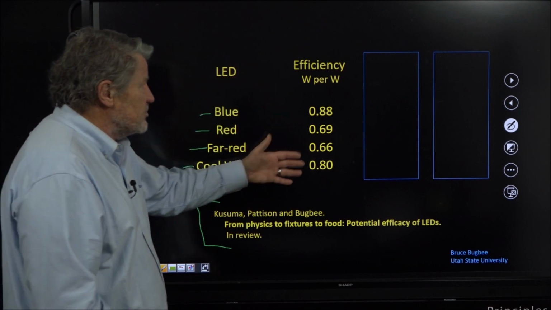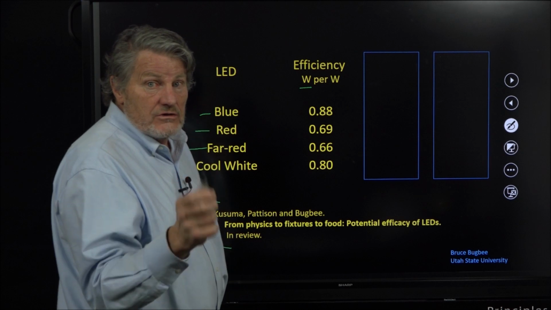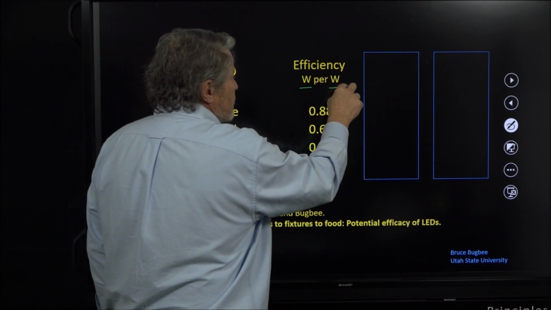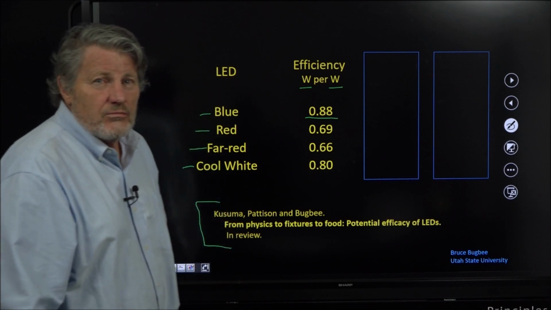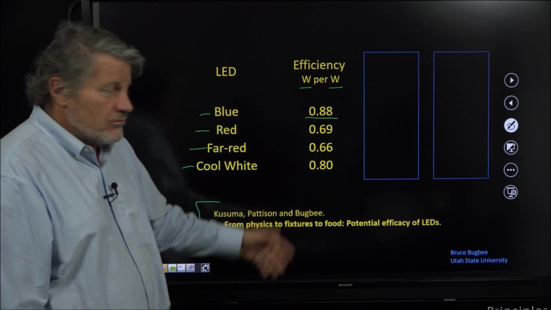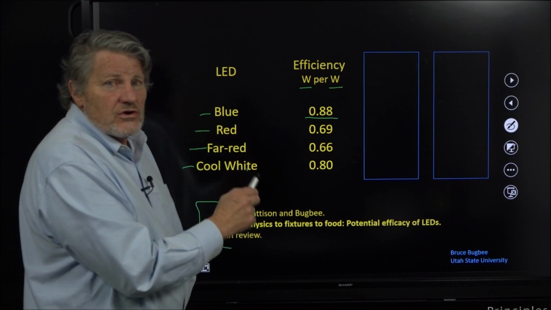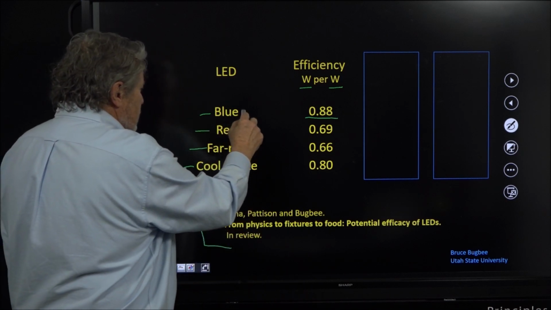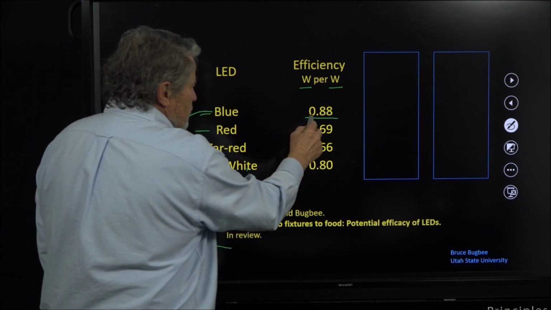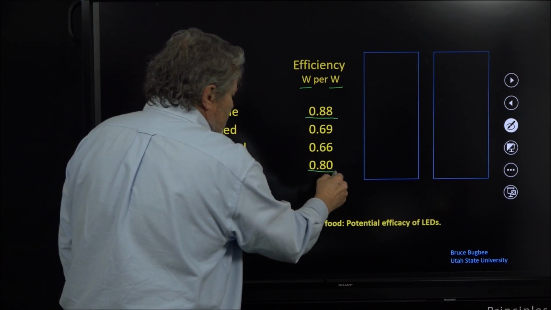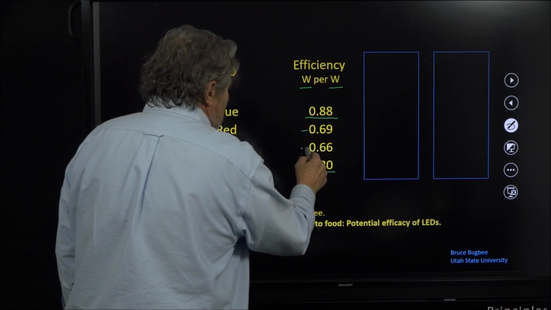Look at these efficiencies now. This is watts of photosynthetic energy out per watt of electricity in. Wow, 88% for blue LEDs. That is really impressive. Whites are phosphor converted blue. So they take blue with a phosphor and we get white. So there's some loss in that, and so whites are 80%. And the reds are less, and the far reds are less.